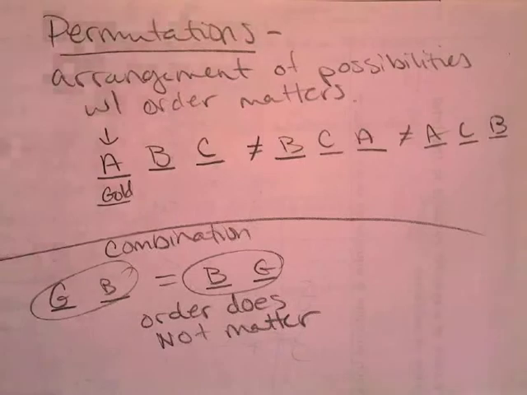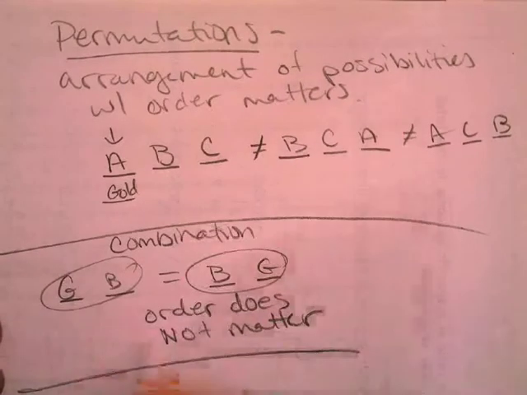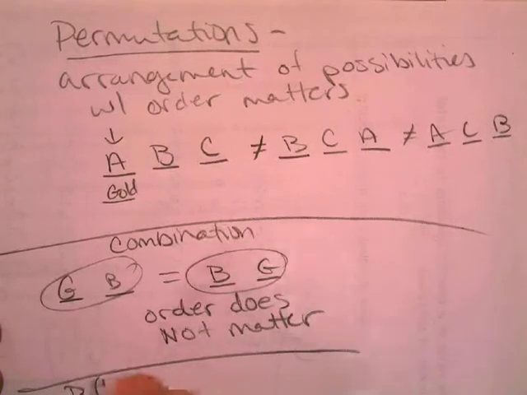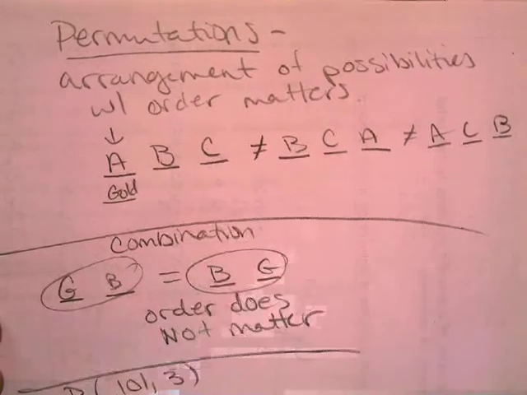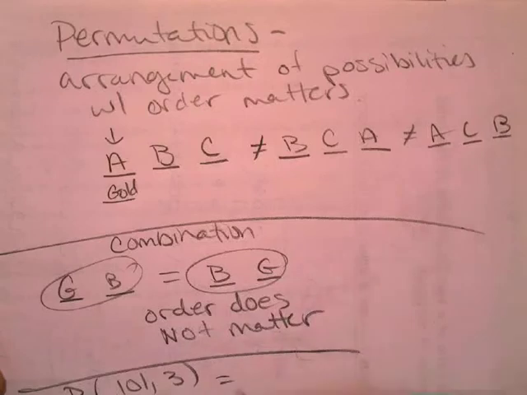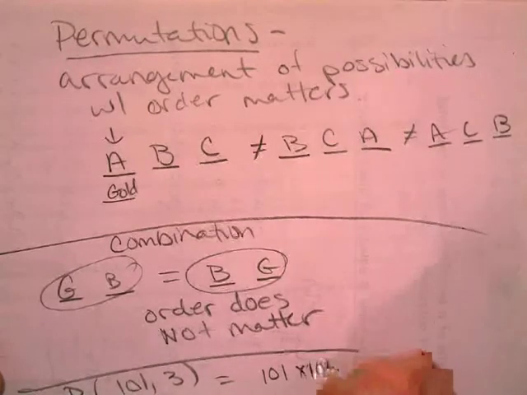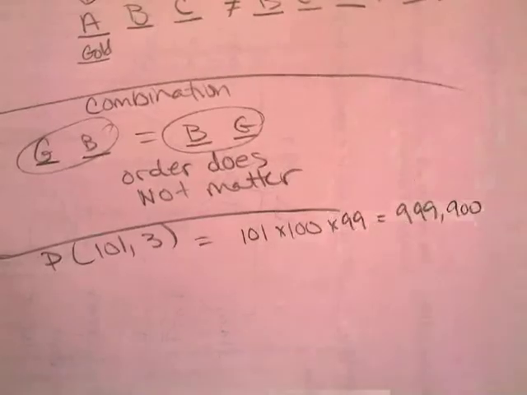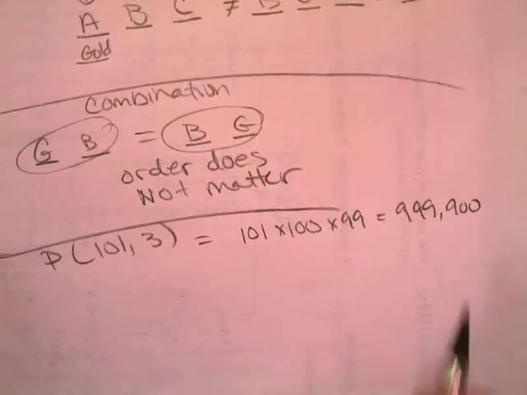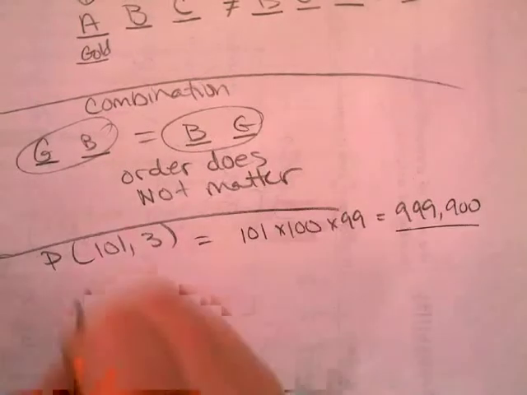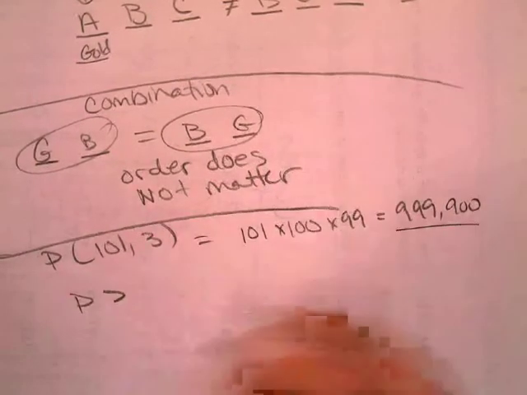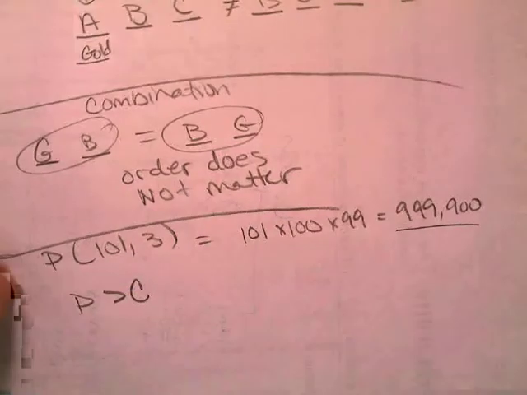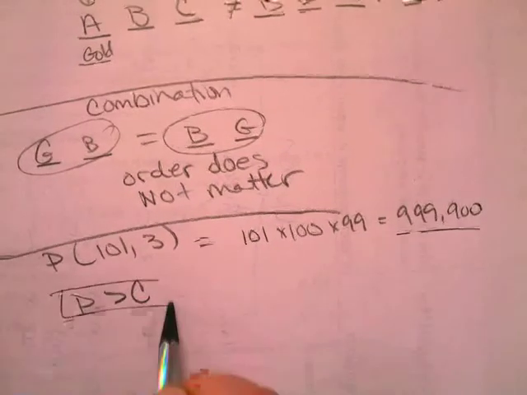In any given set of objects, there are more permutations than combinations. So if I have a set of numbers, I think yesterday we looked at 101 and 3. The permutation of 101 and 3 was 101 times 100 times 99, which was 999,900. Our combination is going to be lower than this. The permutation will always be bigger than the combination. There are always more permutations than combinations.